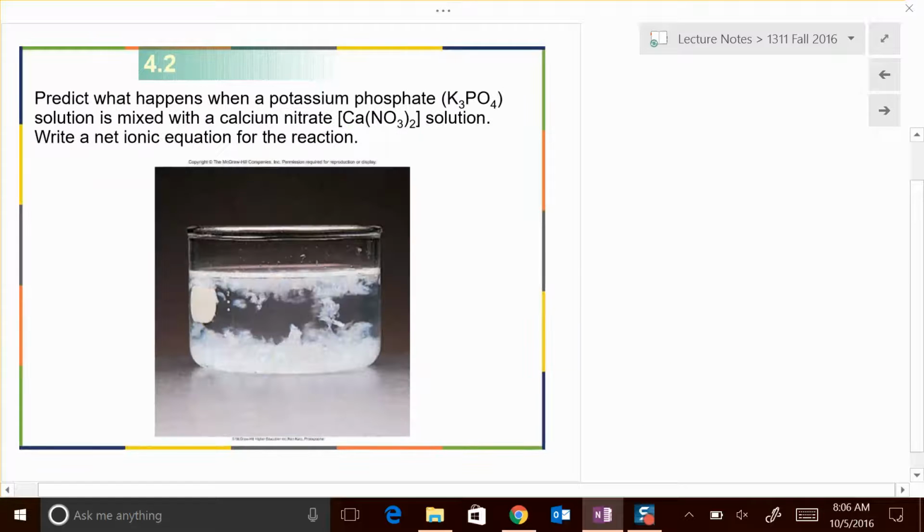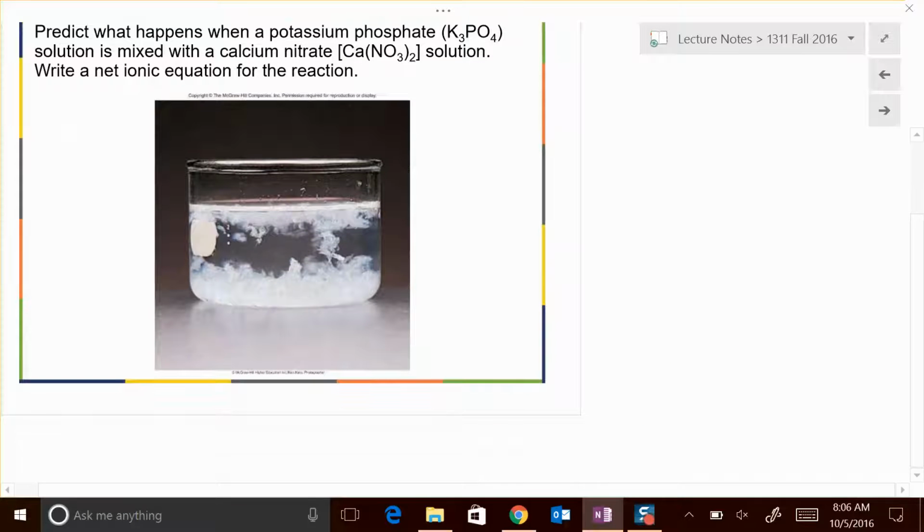So here we want to predict what happens when potassium phosphate, K3PO4, plus calcium nitrate react. Okay? So this is going to be a double replacement reaction. That means the cation ions are going to switch partners. So go ahead and predict the products of that reaction.